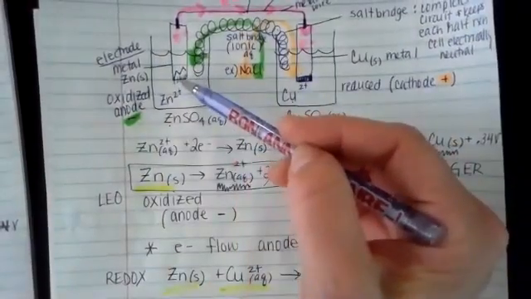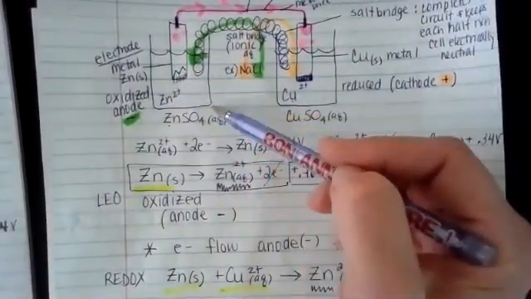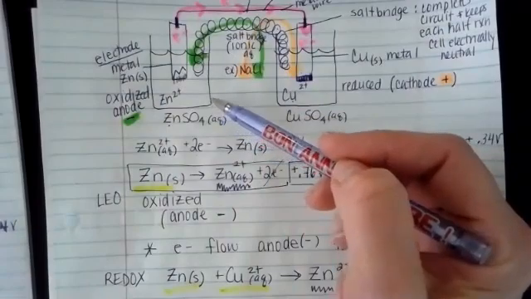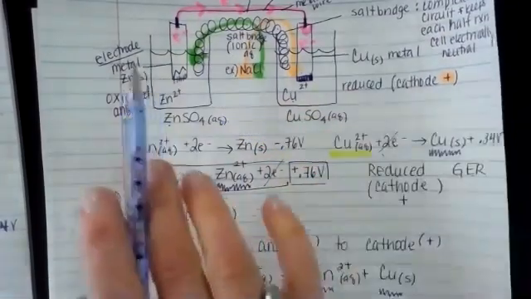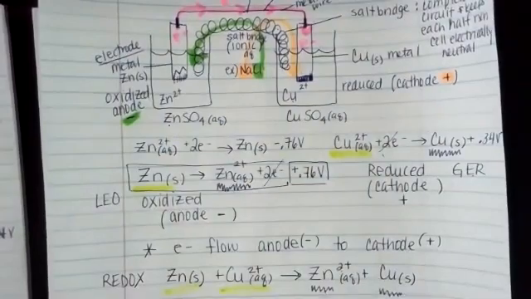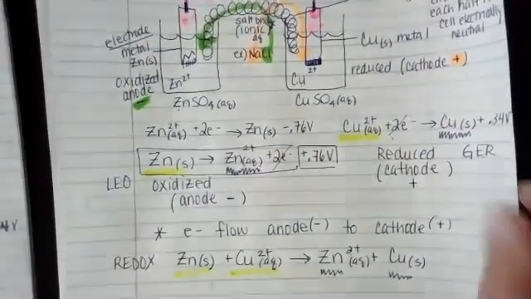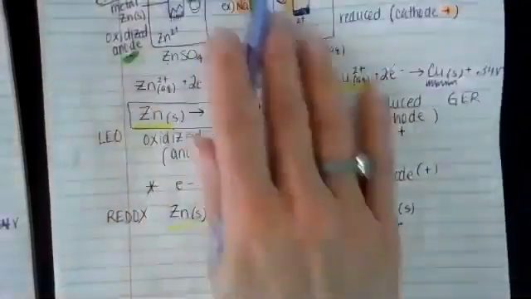As soon as there's enough flaking off, this is a battery that's not rechargeable. It's called the primary cell. So it's going to die and you're going to have to replace it. So this would be a battery that goes dead and you have to replace it. So this is what's occurring.